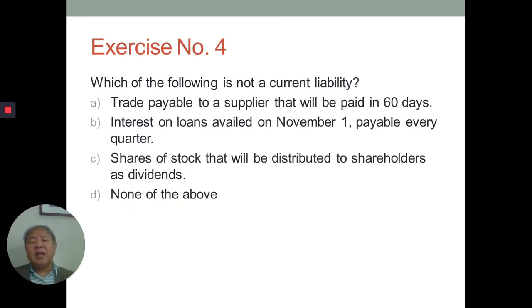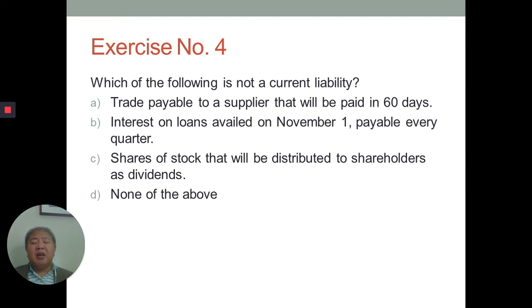Okay, number 4. Which of the following is not a current liability? Trade payable to a supplier that will be paid in 60 days. Interest on loan. Again, letter A is a liability. Interest on loans availed on November 1, payable every quarter. Is this a liability? Yes. Is it a current liability? Yes. Because every quarter, so November, December, so this is payable end of January or February 1 of the following year. So again, any liability that will be paid within 12 months from balance sheet date is considered a current liability.